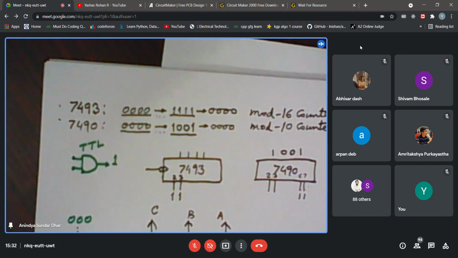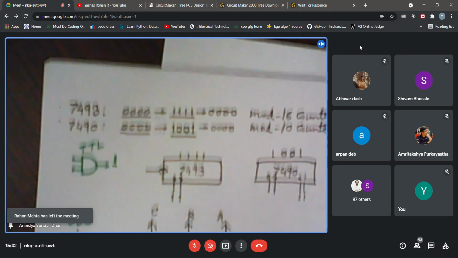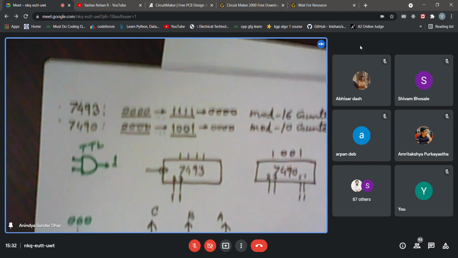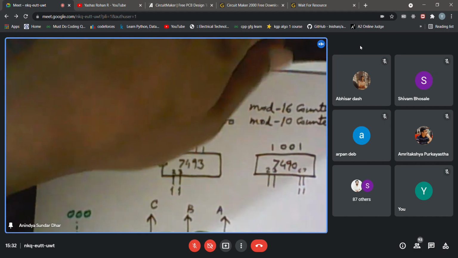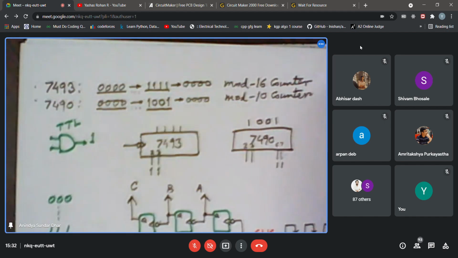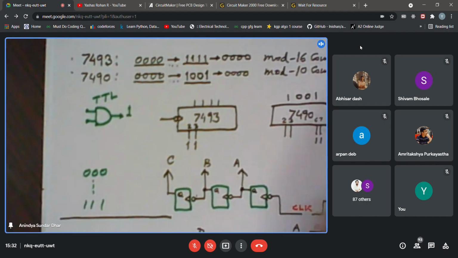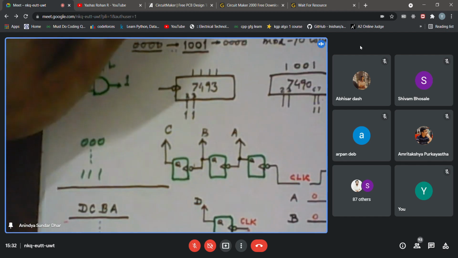So the functionality is like this: if both are 0, nothing will happen. If one is 0, the other one is 1, nothing will happen. If this one is 1, the other one is 0, then also nothing will happen. Nothing means it counts normally. Only when both are high, at that time, all the flip-flops will be reset. Got the point? Yes. But here, why I am emphasizing this and spending time is: do I really require the AND gate? What is the purpose of the AND gate here?